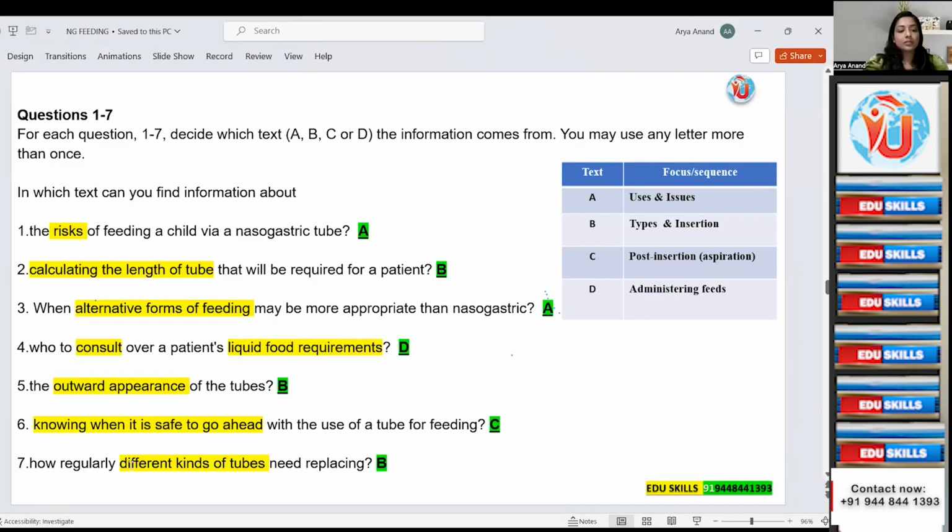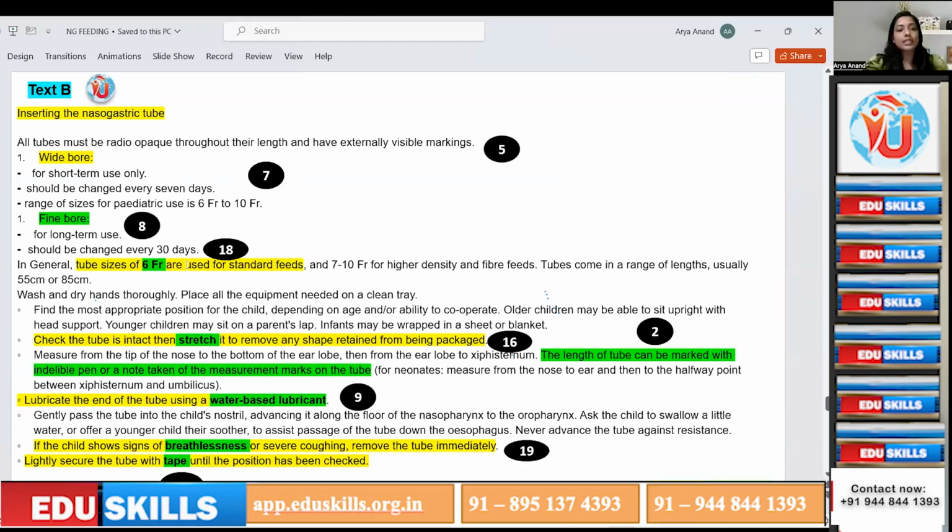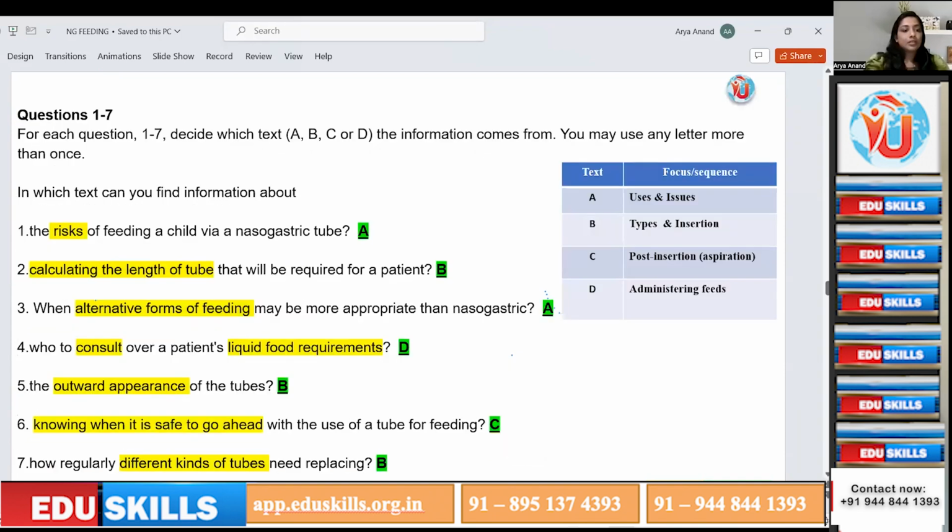Now, seventh one, how regularly different kinds of tubes need replacing. So you can see here, if it is type A wide bore, for short-term use only, it has to be changed every 7 days. And if it is long-term use, then you need to change every 30 days. So option B is the answer. So we can move to the explanation of questions 8 to 15.